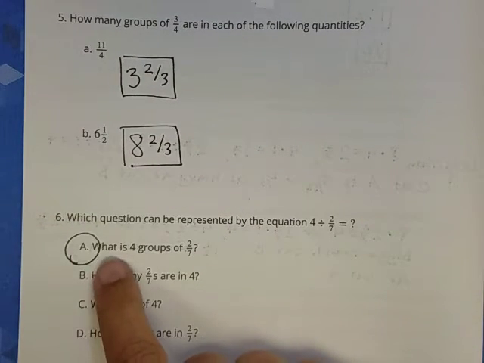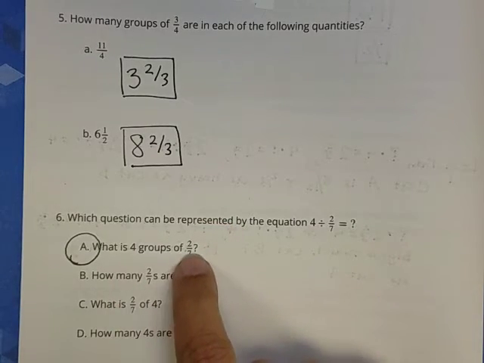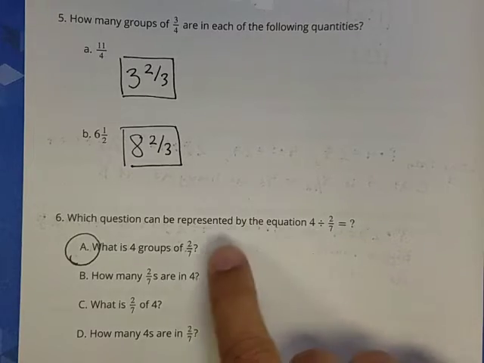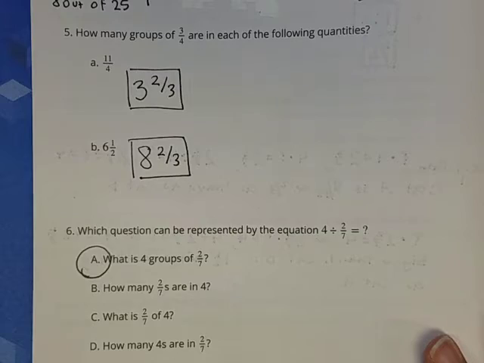And then for question 6, which of these can be represented as 4 groups of 2/7? So how many times can 2/7 go into 4? A represents that. All right, again, if you have any questions, please ask the math teachers across the hall, or you can wait until I return.